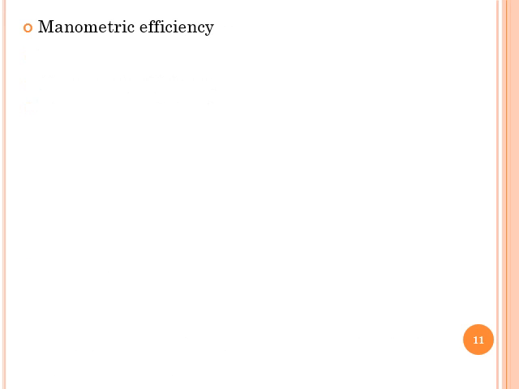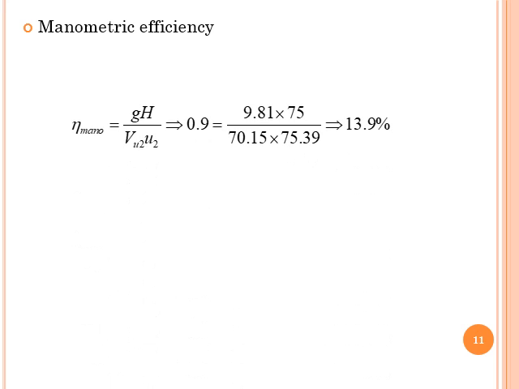Now what about the manometric efficiency? The manometric efficiency is calculated by using the expression: manometric efficiency equals gH by U2 Vu2. That is equal to 0.9, where the g value is 9.81, the head is 75, and the U2 value is 70.15 into the Vu2 value of 75.39, and the manometric efficiency is equal to 13.9%.